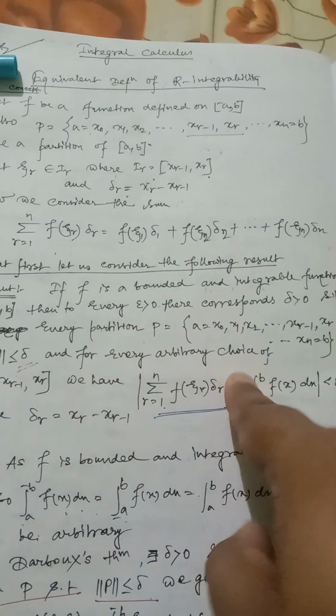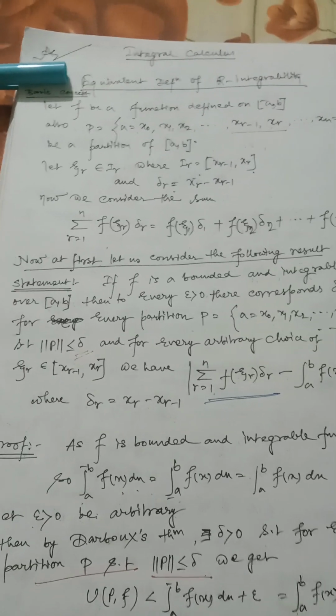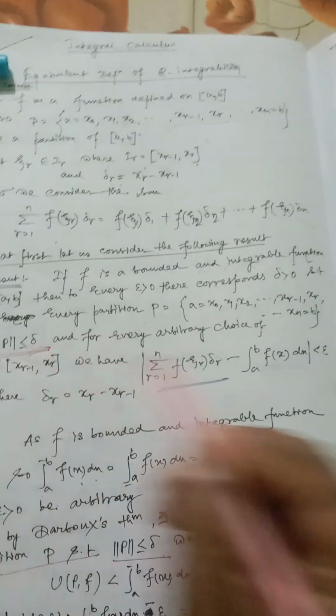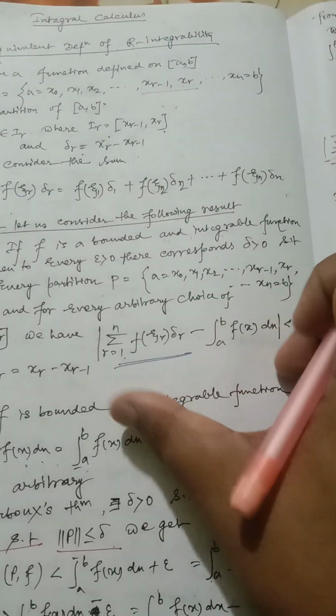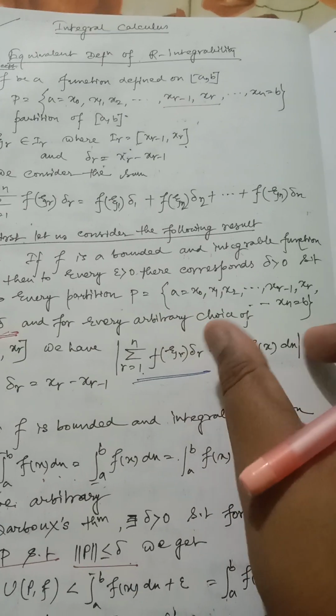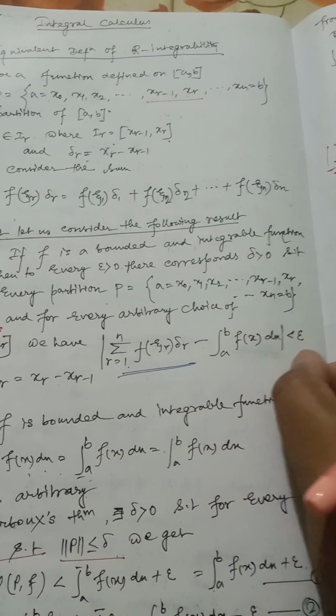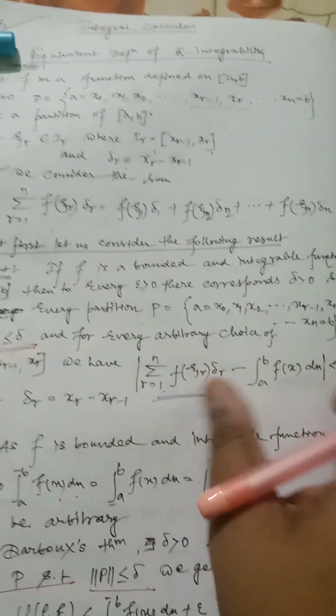So in this result we are trying to prove, whenever we are choosing any arbitrary partition for the closed interval a comma b with the criteria norm P is less than or equal to delta, then for any point xi r taken from I r, we must have this particular difference less than epsilon. That means if epsilon is very small, that is tending towards 0, these two things must be identical in terms of limiting sense. This is the main idea behind this result.